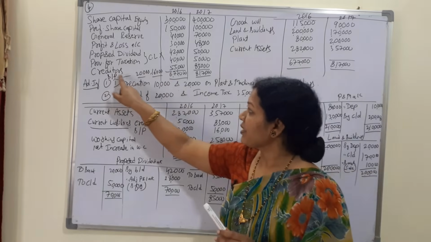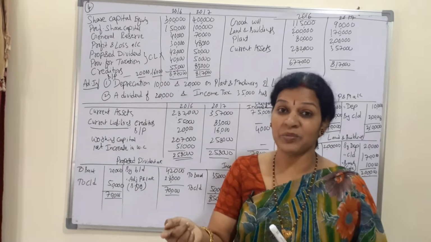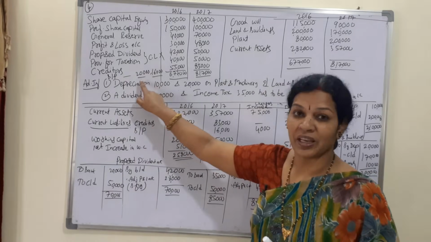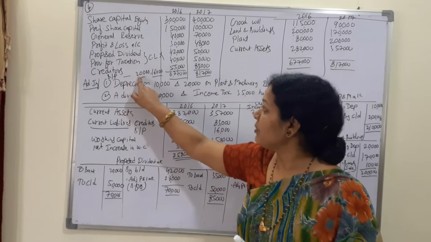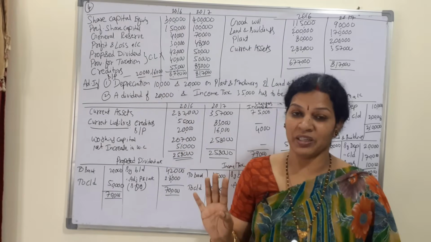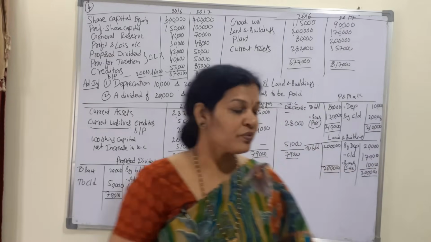Next one, creditors. Creditors is a current liability, and it comes in the schedule of changes in working capital. Bills payable, there is no space, so I have written it here: 20,000 and 16,000. This is also a current liability. Right? Now coming to the adjustments.